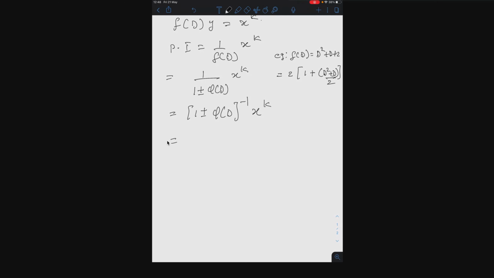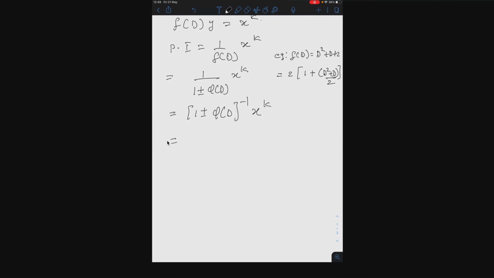So now you will expand it in ascending powers of D by using the binomial theorem. And up to what extent will you expand? The expansion means you will get an infinite series, isn't it? If you apply the binomial theorem, this is not going to be a finite series. You will get an infinite series. But to what extent will you expand this? Up to the term containing D to the power k.